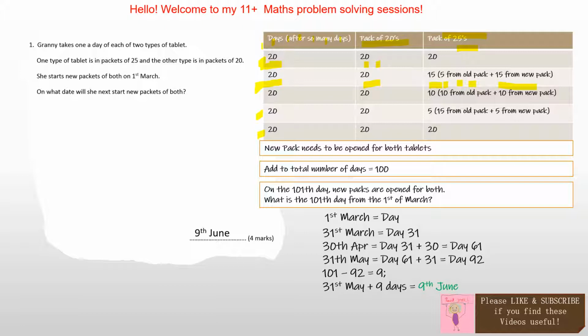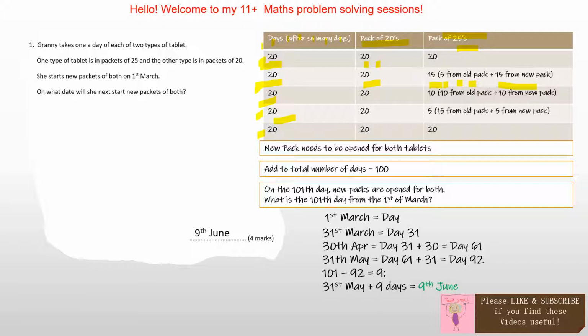Okay, so next again, for the next 20 days there's a pack of 20, again 20. Then she has taken 15 tablets already, 10 tablets are remaining from the old pack, so she will be taking 10 from the old pack and 10 from the new pack, making the total 20. So that's why I've put here 10.